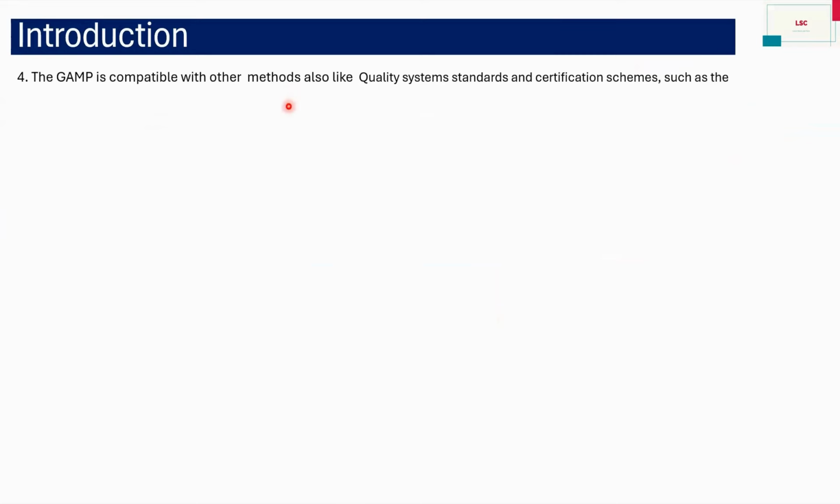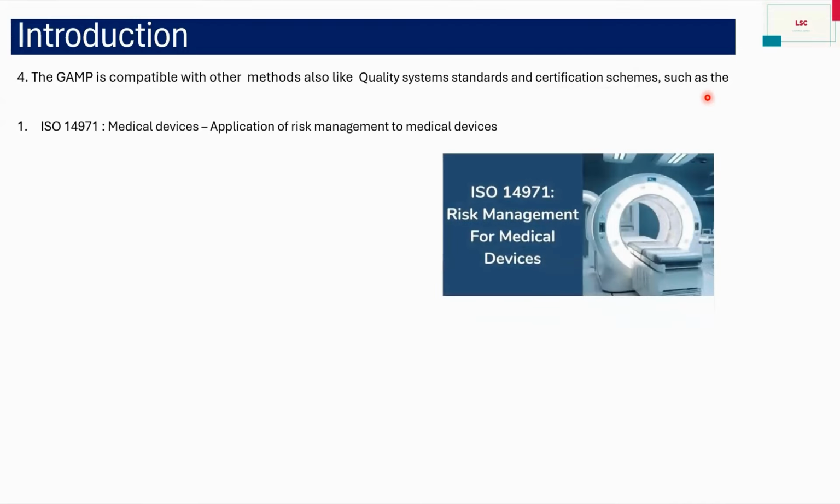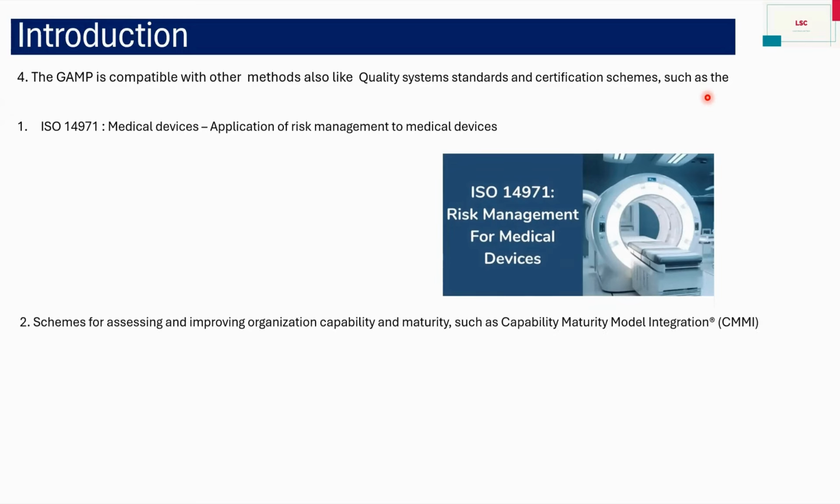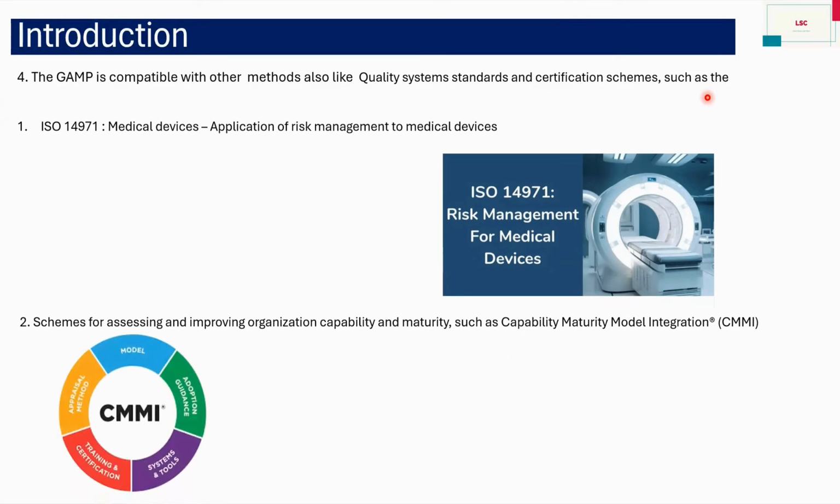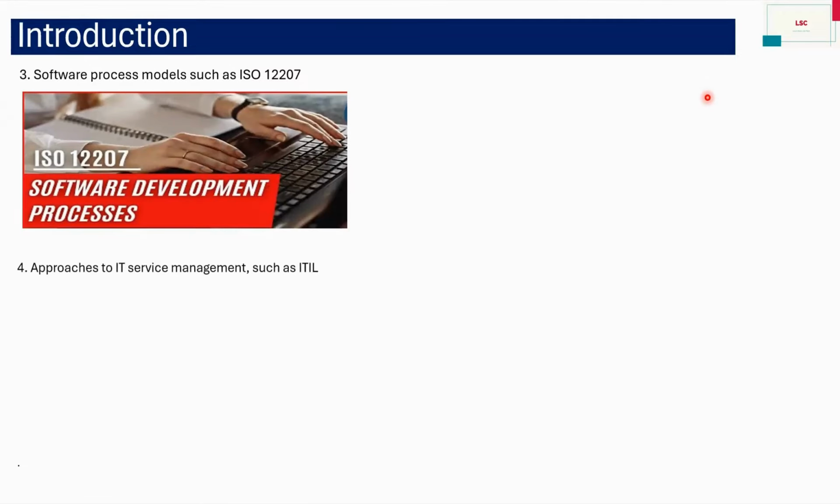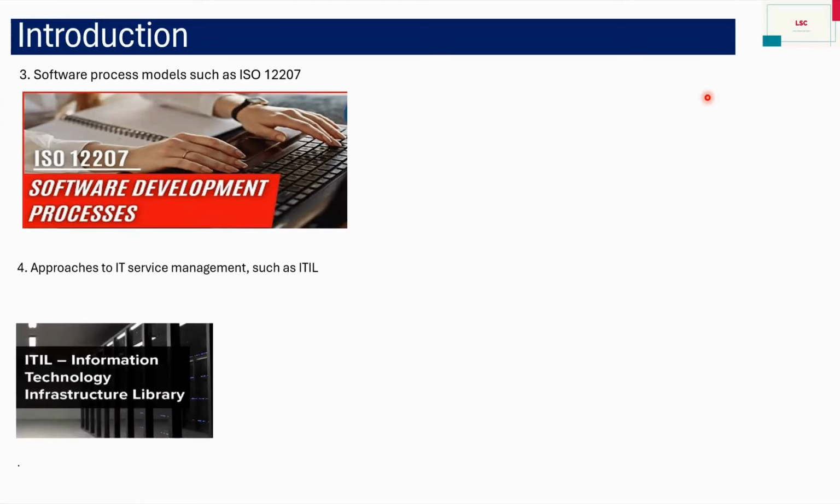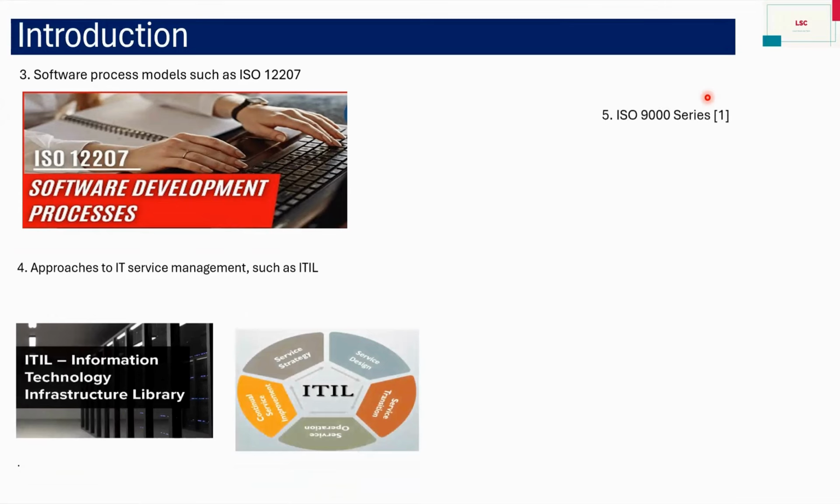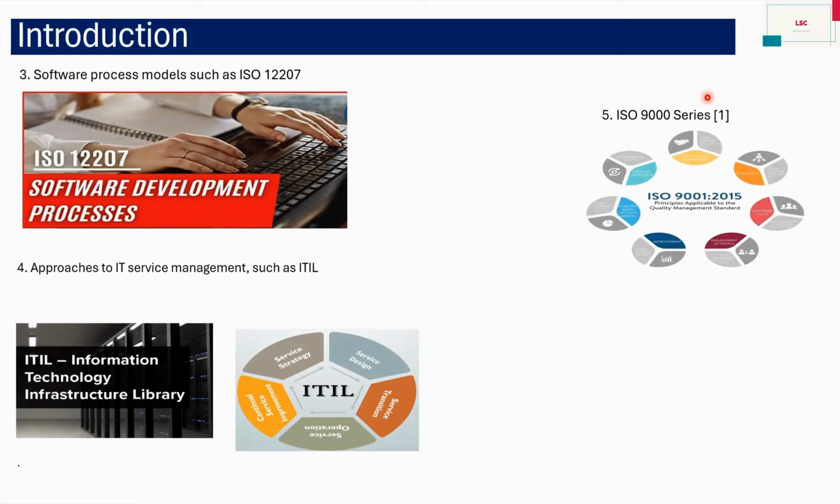Fourth, GAMP is compatible with other methods also, like quality system standards and certification schemes such as ISO 14971, which is related to risk management for medical devices; a scheme of assessing and improving organization capability and maturity such as CMMI, that is Capability Maturity Model Integration; then software process models such as ISO 12207; approaches of IT service management such as ITIL; the ISO 9000 series, that is related to quality management standards; then iterative and incremental means agile software development methods and models.